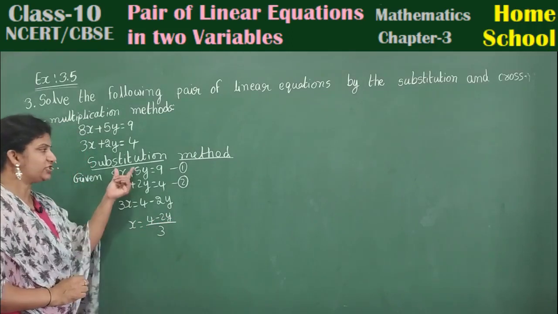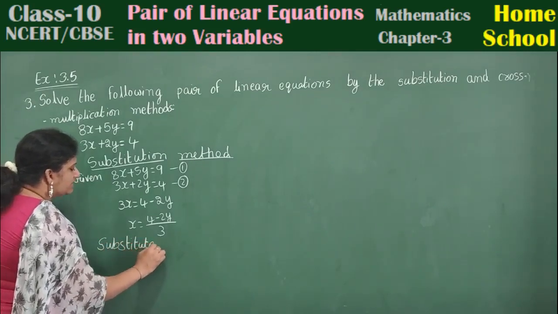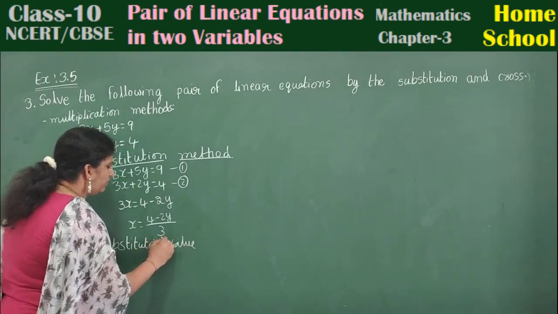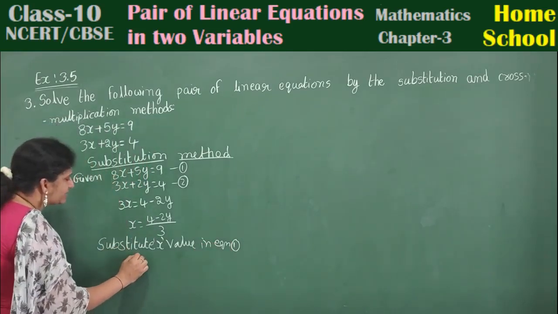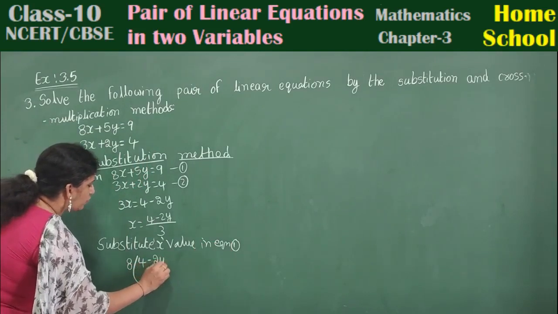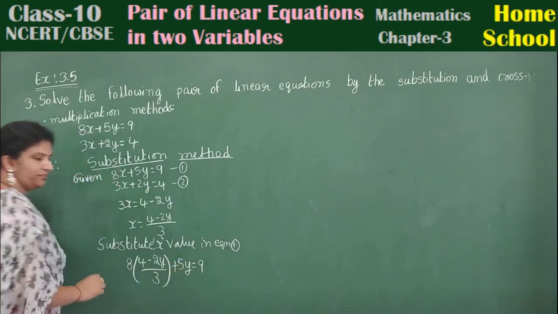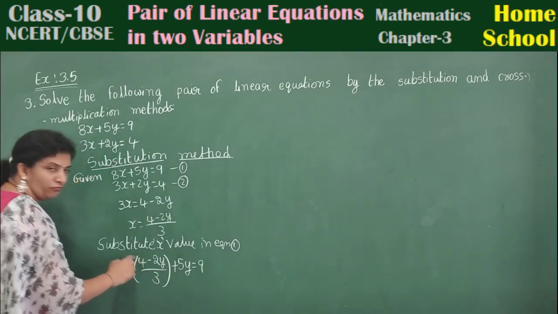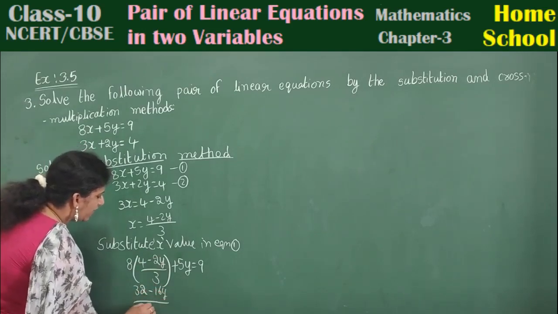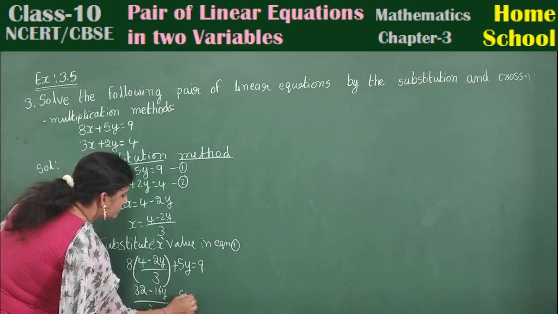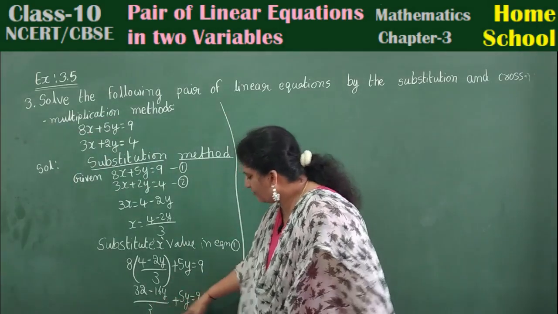This x value, substitute in the first equation. Substitute x value in equation 1, that is 8x. In x place, you rewrite it as 4 minus 2y by 3 plus 5y is equal to 9. Multiply here: 8 4s are 32 minus 8 2s are 16y, divided by 3, plus 5y is equal to 9. Do the LCM here. 3 and 1 LCM is 3.